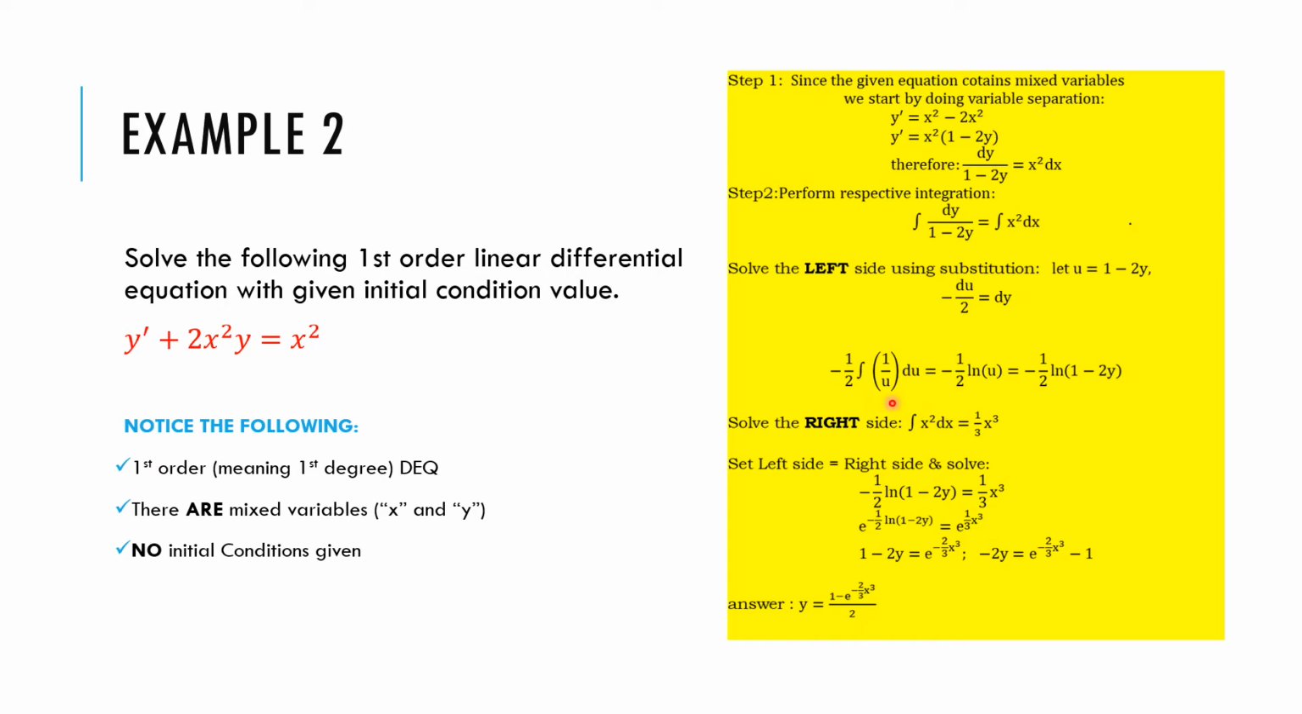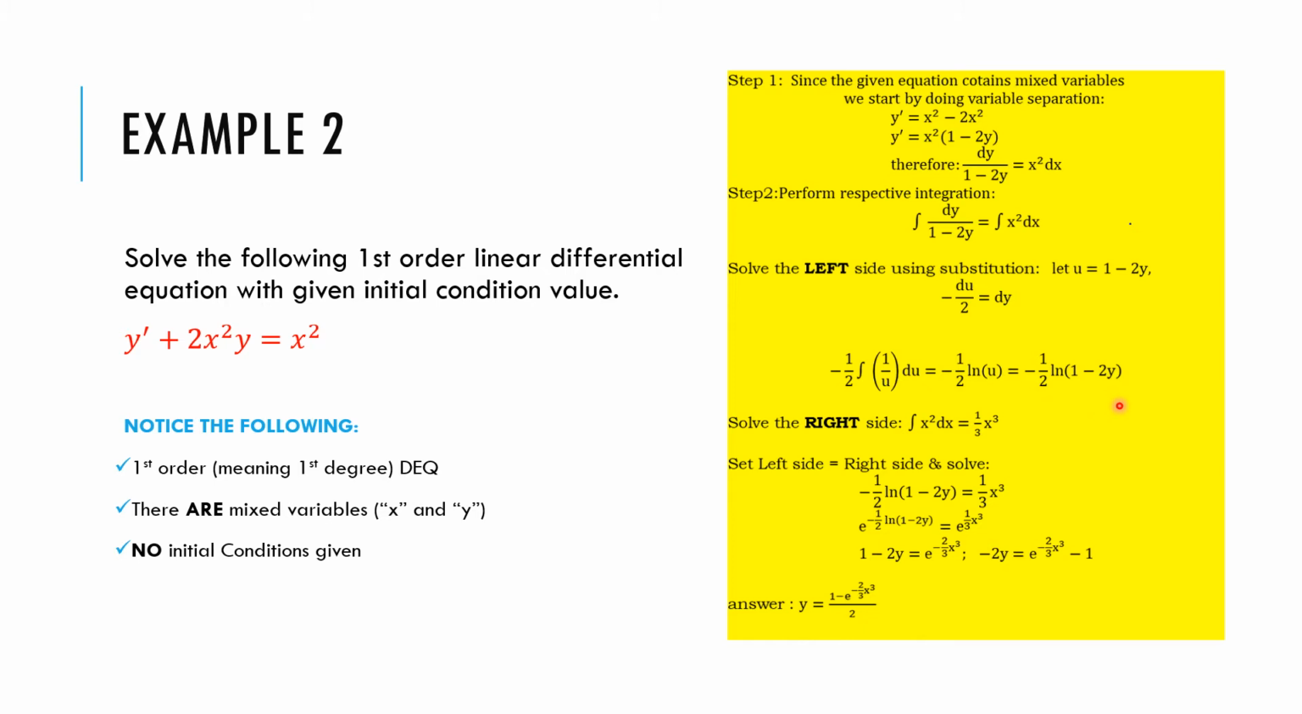Do remember that the integral of 1 over u is equal to ln of u, okay? And do remember that I'm multiplying that ln of u with negative a half. That's what I did here. And then of course I replace the u with what it should be. It should be 1 minus 2y. That is the solution of the left hand side. It's going to be negative a half times ln of 1 minus 2y.